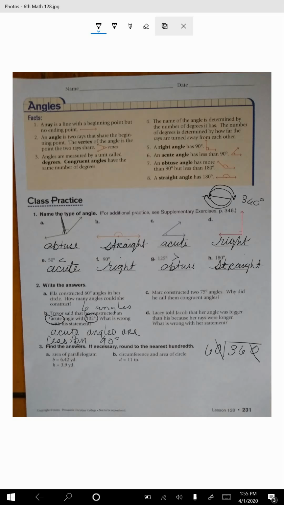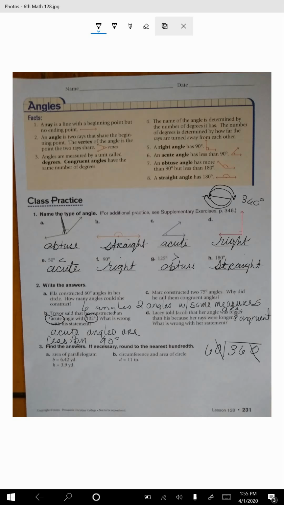Mayer constructed two 75-degree angles. Why did he call them congruent angles? Because two angles with the same measures, I'm abbreviating here, are congruent.